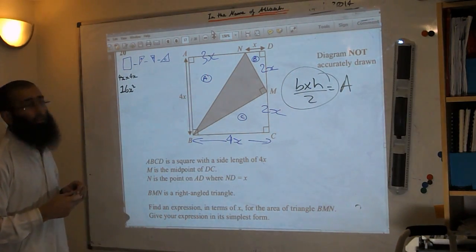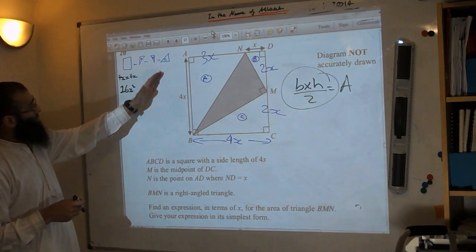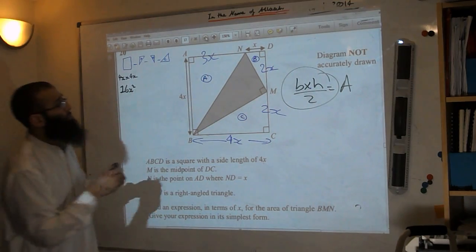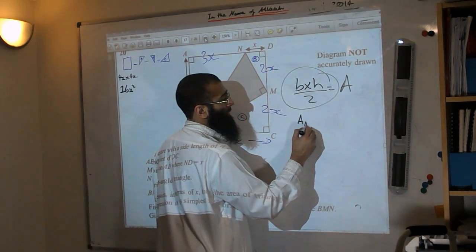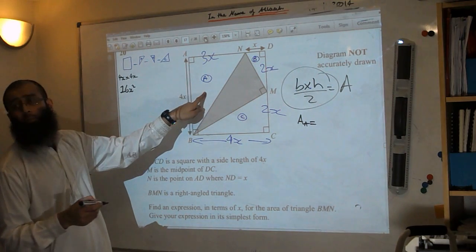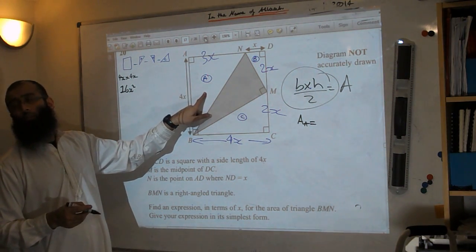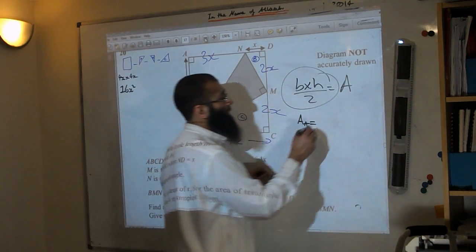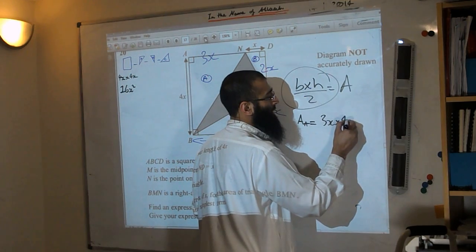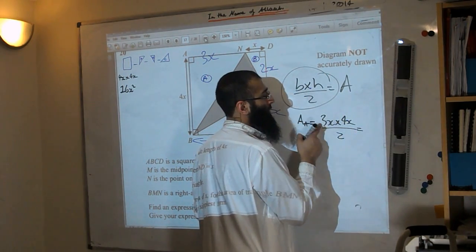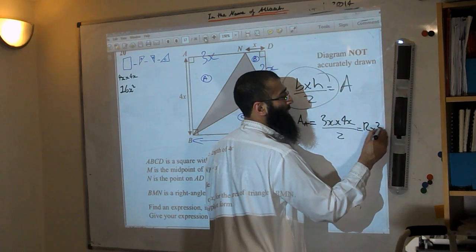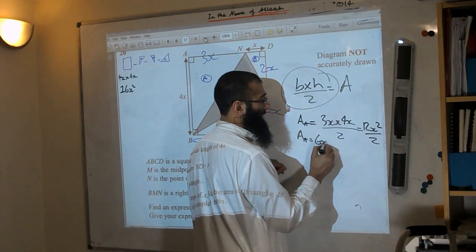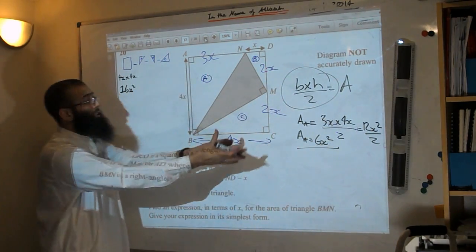Okay, are we happy with that? Right, now, I don't think we're going to have too much space here, so we're going to work out the area of A, B and C and then just put the answer over here, okay? Let's work out the area of triangle A. Where's the triangle A? This one here. The base is 3x and the height is 4x. So it's going to be 3x times by 4x divided by 2. 3x times by 4x is 12x squared divided by 2. So the area of A is equal to 6x squared.